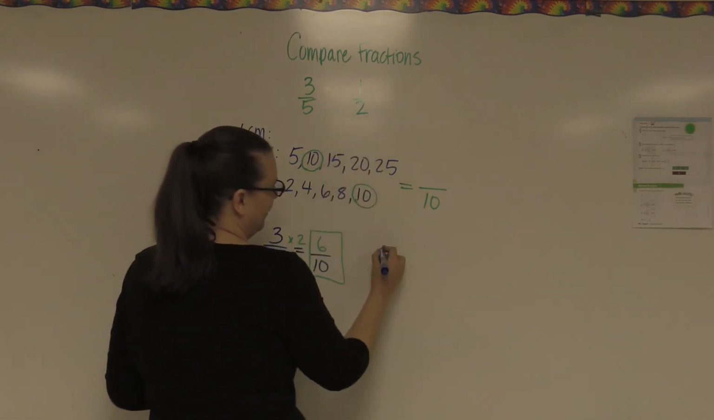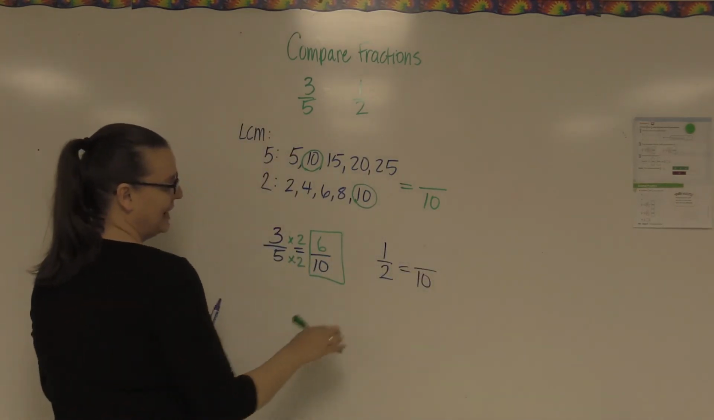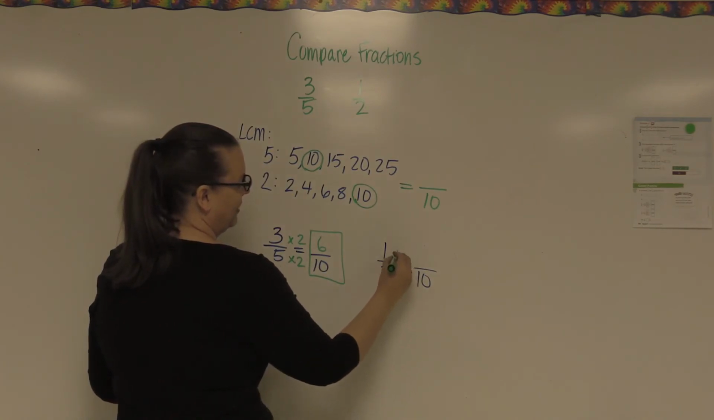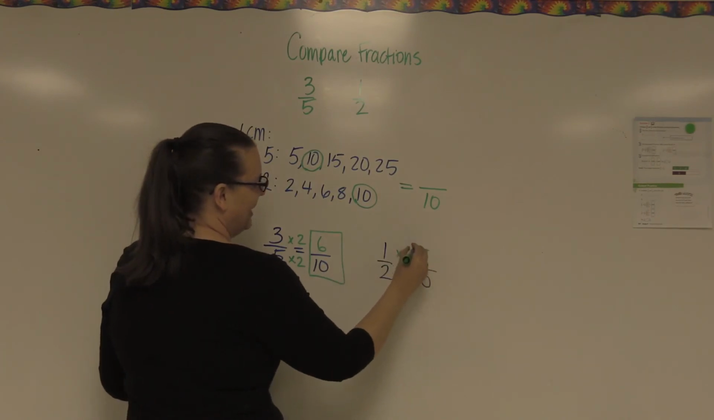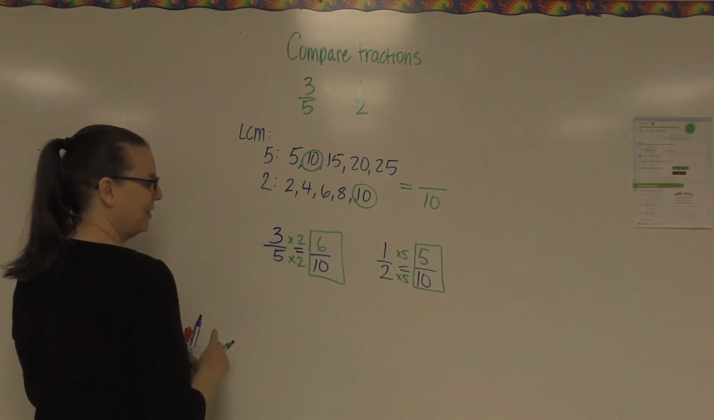Let's do it to 1/2. So start with 1/2 and turn it into tenths. What did I do to the 2 to make it a 10? Well, I multiplied by 5. Do the same thing to the top. 1 times 5 is 5. This is my new fraction. It's an equivalent fraction for 1/2.